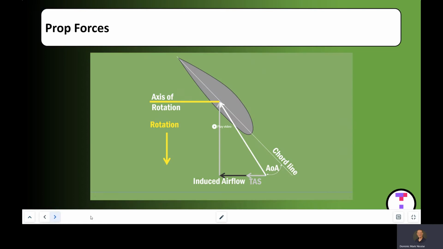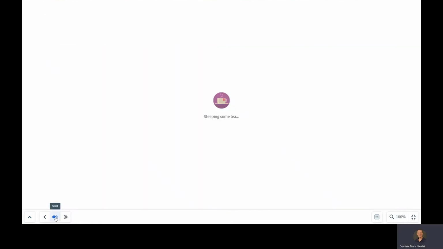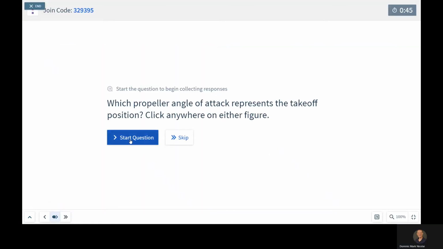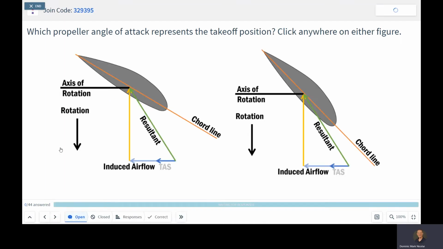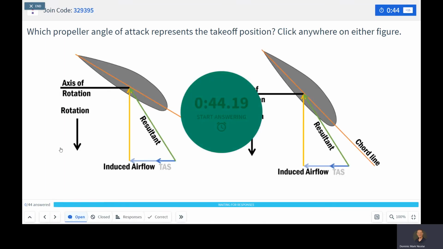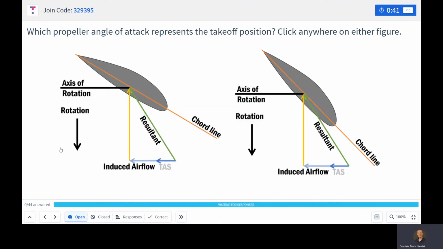So our question on Top Hat relates to the propeller position that represents takeoff. Okay? Now this is a touch type of question, all right? So just like the gears on a bike, right? You want a small gear when you are getting started. This is takeoff, we're just getting started. See if you can figure out the question here.